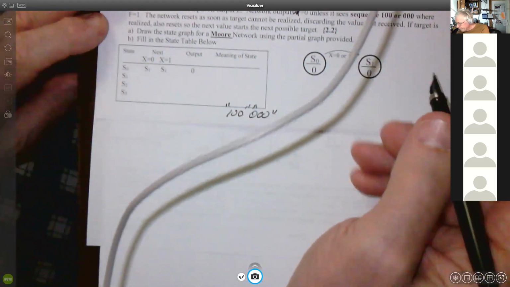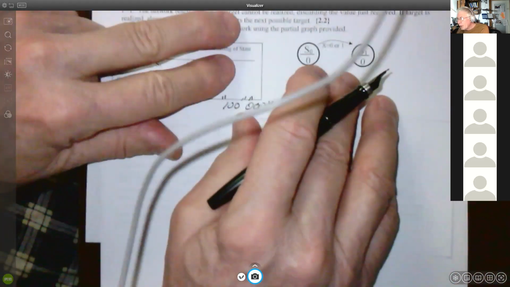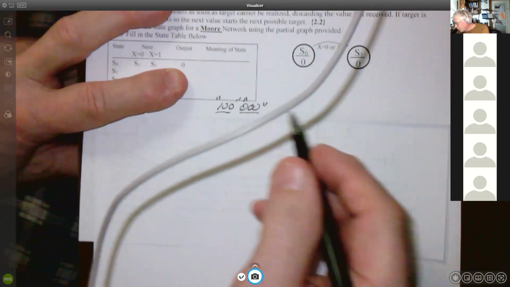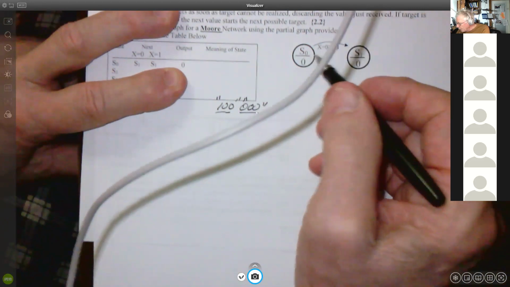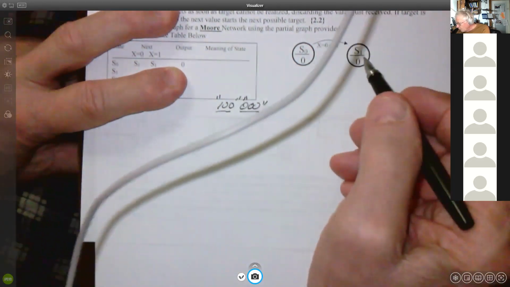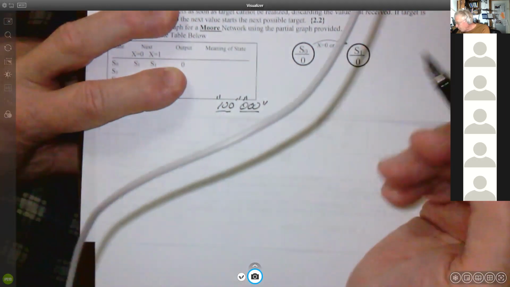All right. So we start in S0. Because we have 2 targets, 100 and 000, it doesn't matter what we get. We're going to go to S1 regardless, because our first value will either way be a possible target.